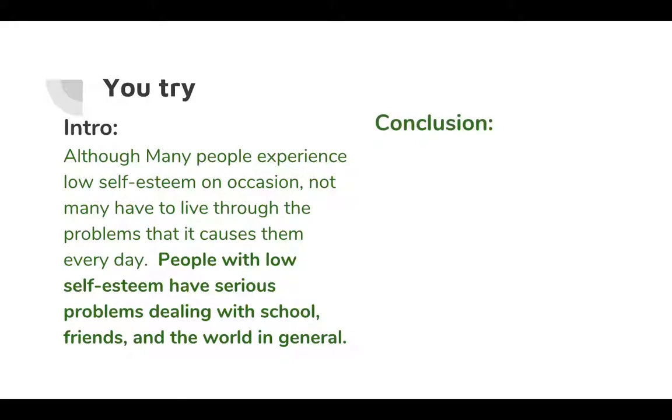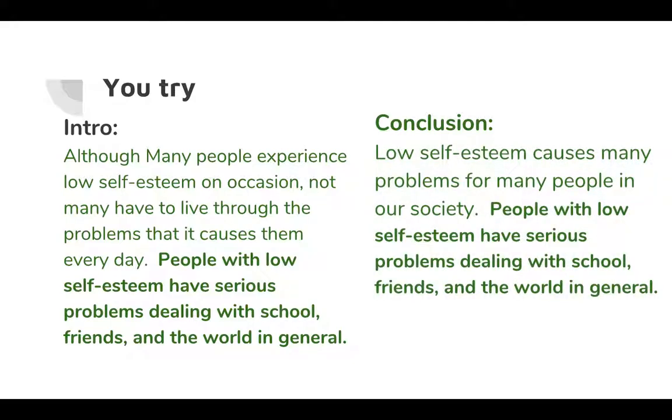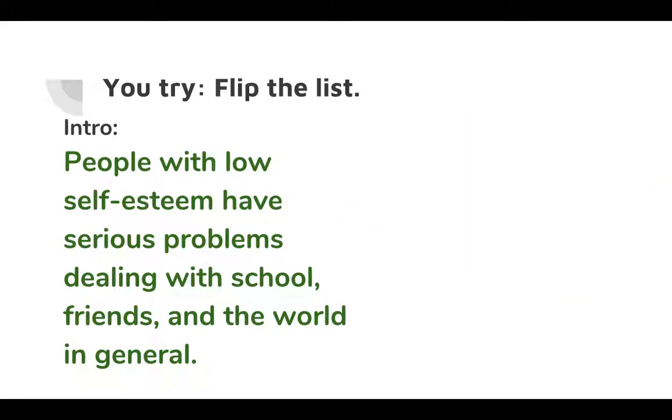So right now, I want you to read the introduction and try to rewrite the roadmap that's on the bottom by flipping the list. Okay, so here are two that are the same. So now I want you to flip the list. "People with low self-esteem have serious problems dealing with school, friends, and the world in general." So pause it and flip the list. When you're ready, unpause.